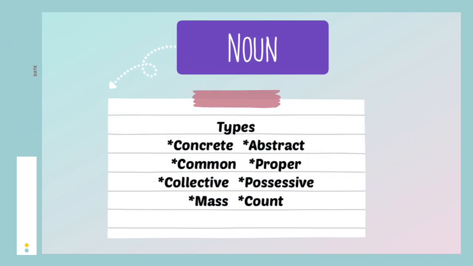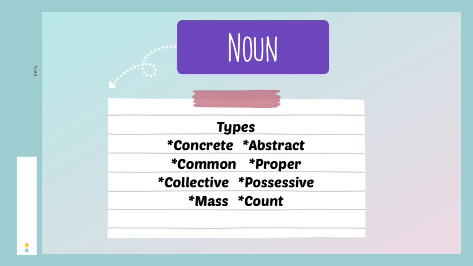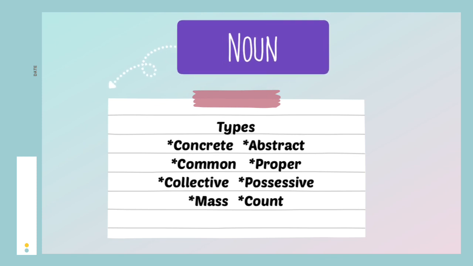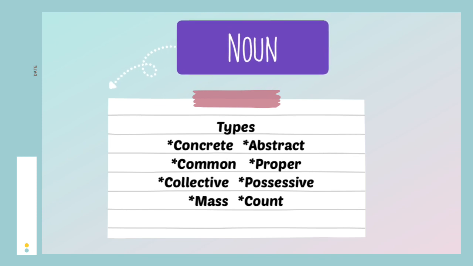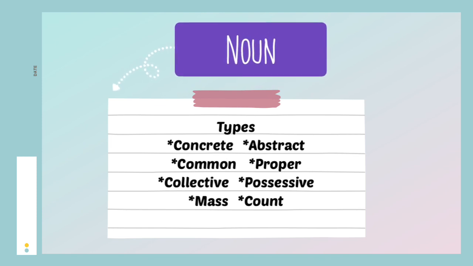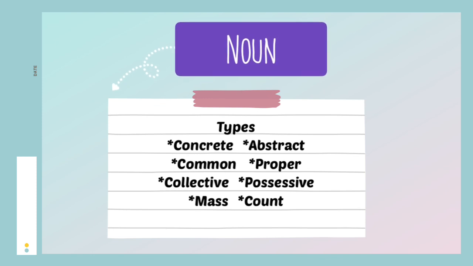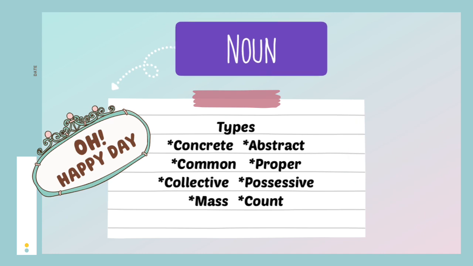We have different types of noun. So we have concrete nouns. These are tangible things. We can taste it, we can feel it, we can touch it, we can smell it, we can hear it. While abstract nouns are intangible things. So we just feel it inside. Like for instance, happiness, love. So those are abstract nouns.